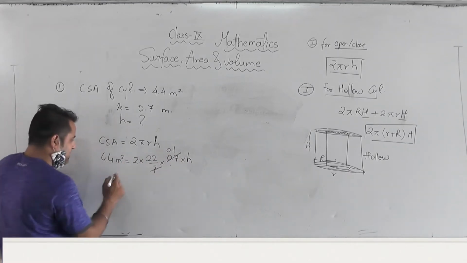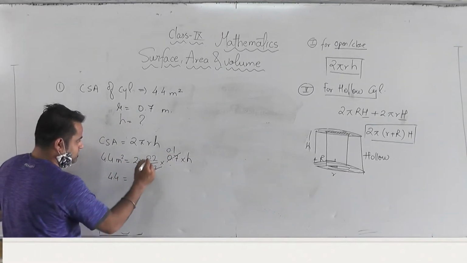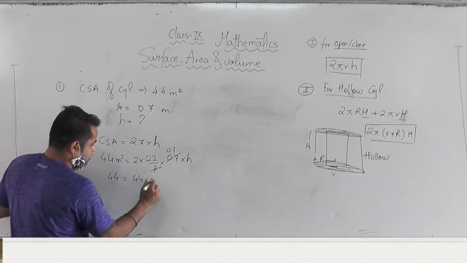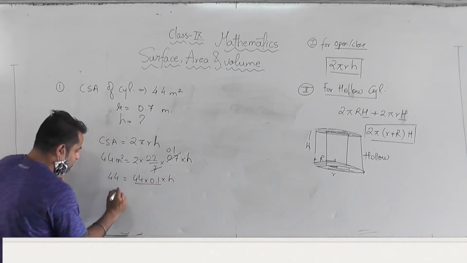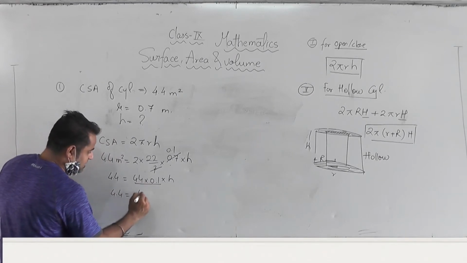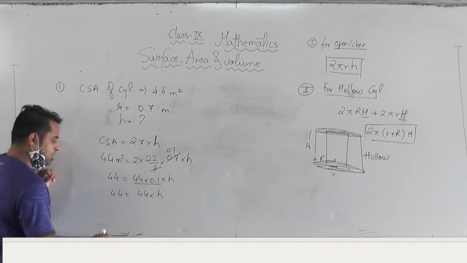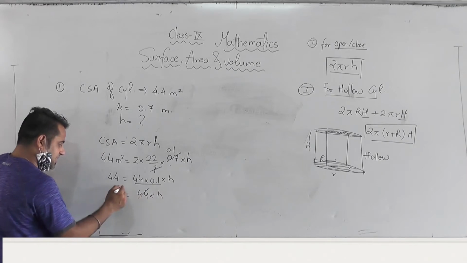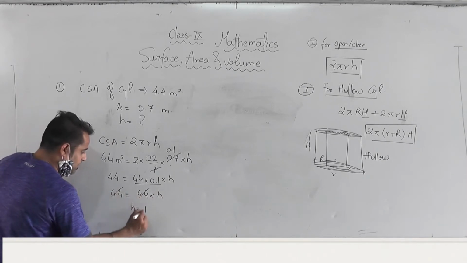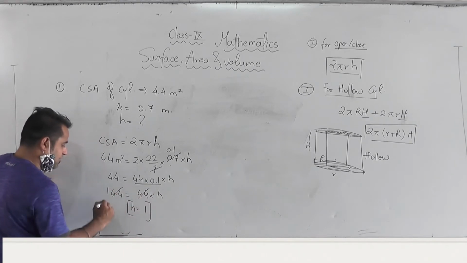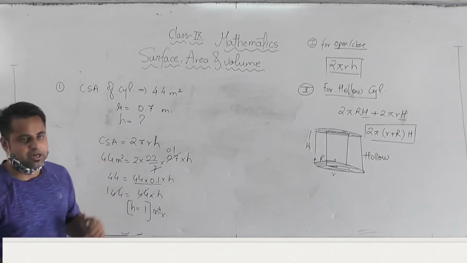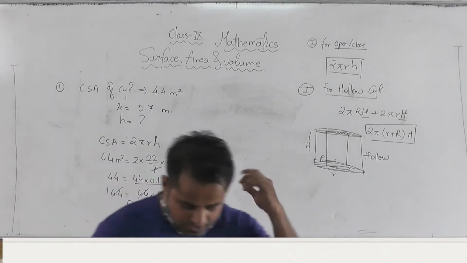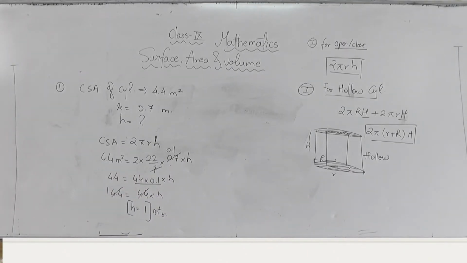Now we multiply it. 4.4 is equal to 44 into 0.1 into H. This 44 into 0.1 will give us 4.4. Again, this 4.4 will get cancelled with this 4.4, so that our height will come as 1 meter, since all the measurements are in meters. This is how we can find the height.